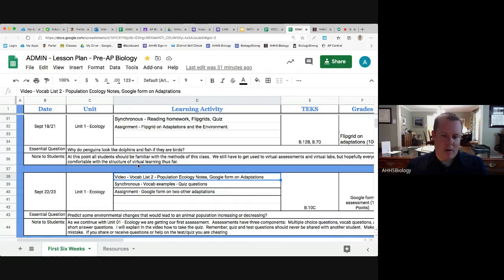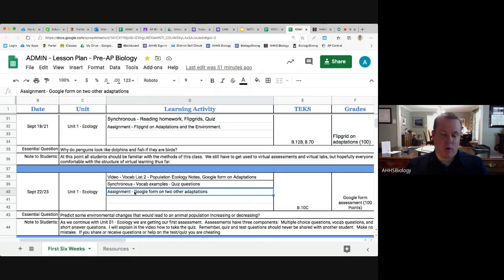And the assignment is a Google form, and this is going to essentially be 1 grade for the entire organism and adaptation assignment, including the Flipgrid video, because you can't do this Google form until you've done that. So it is a 100-point assignment. The question we're trying to answer is if we can predict some environmental changes that would lead to an animal population, we could have said plant population, any population really, increasing or decreasing. So that is our goal for the day.